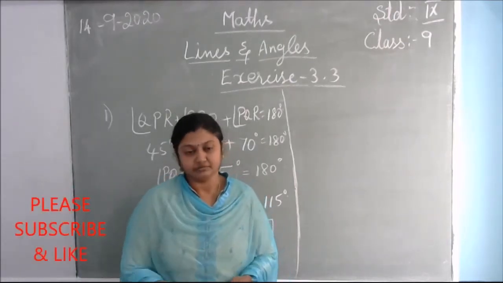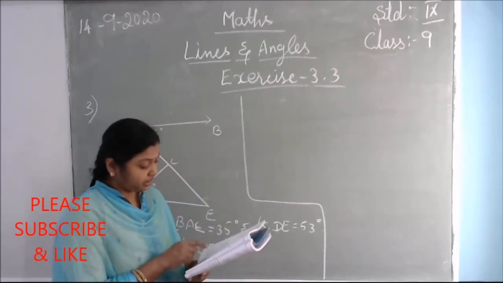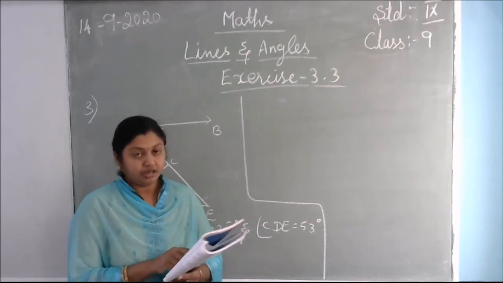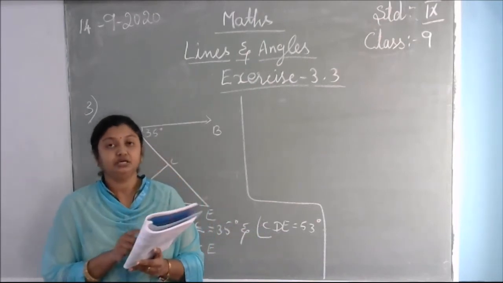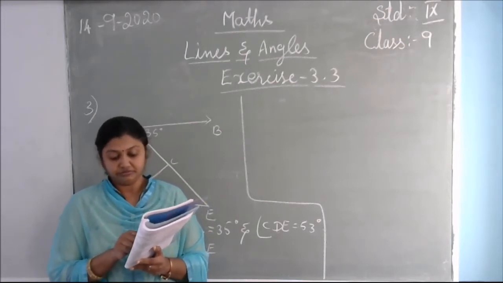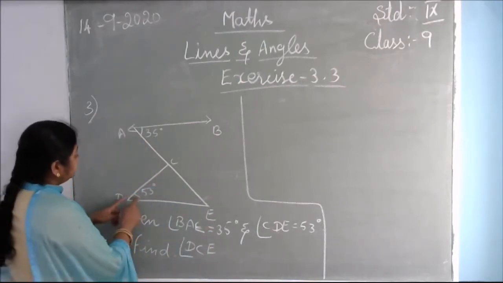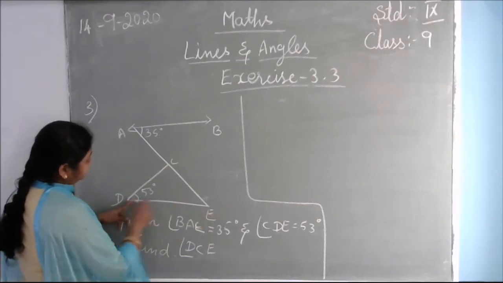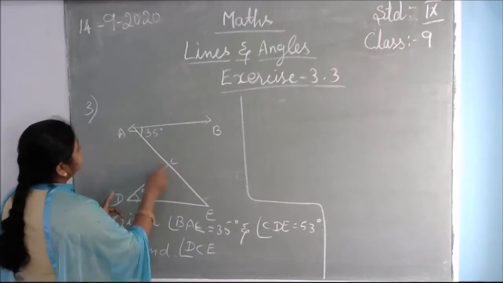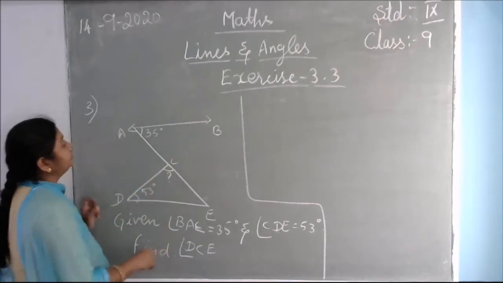We'll see the next question. The third question, you have to copy from the textbook. If AB is parallel to DE, angle BAC is equal to 35 degree and angle CDE is 53 degree, find angle DCE. This angle they have given, CDE angle 53 degree and BAC angle is 35 degree they have given. You have to find how much this angle is. How will you find? See here.